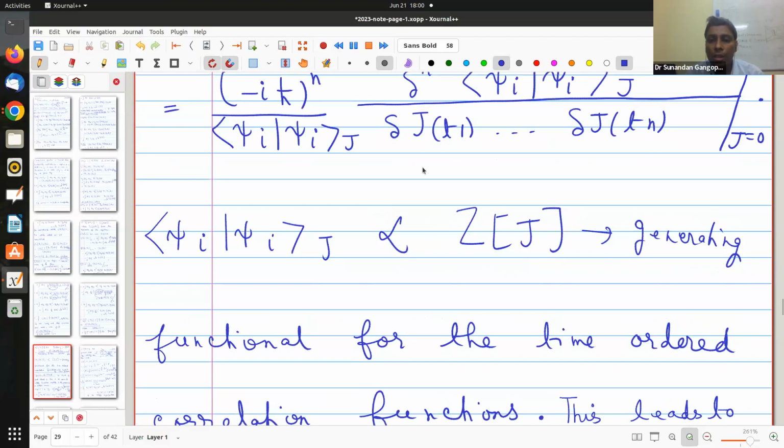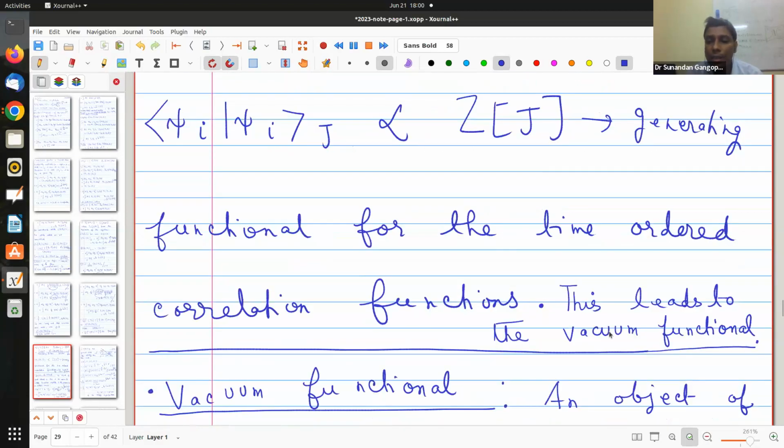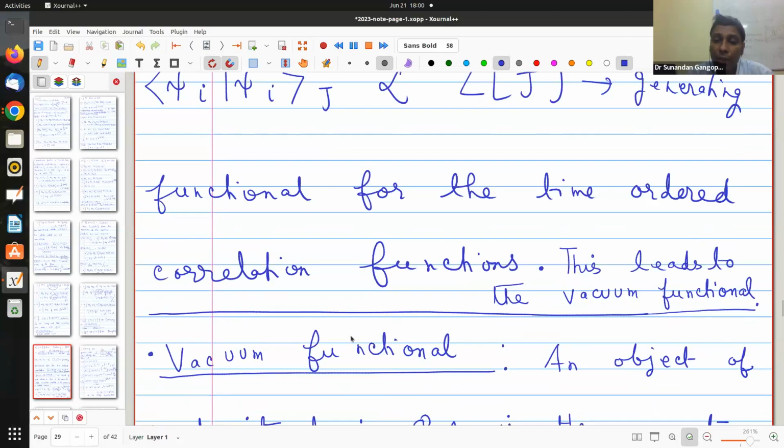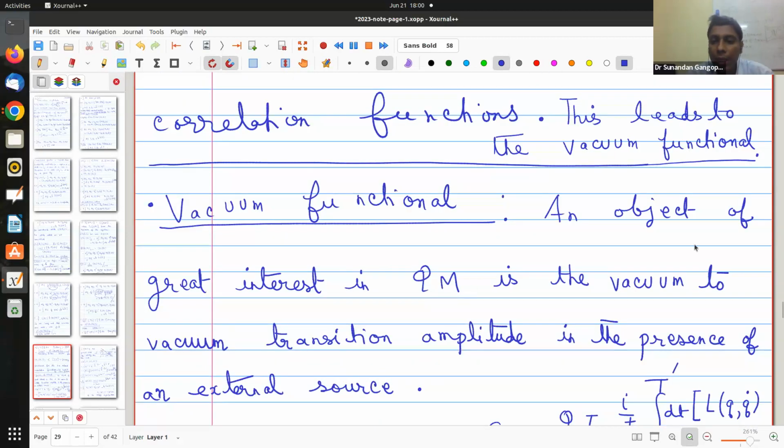So this generating functional Z[J], the formalism that I just now talked about, actually leads to the concept of the vacuum functional. So let us see what we mean by the vacuum functional. An object of great interest in quantum mechanics, or I should say in quantum field theory.